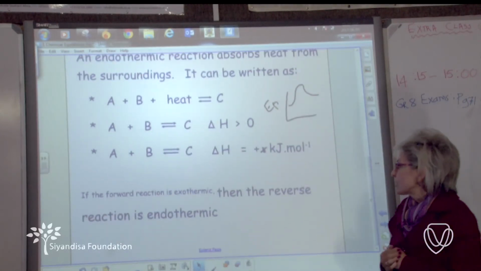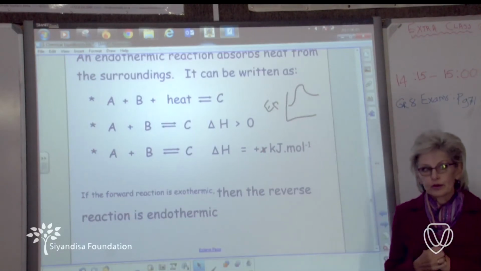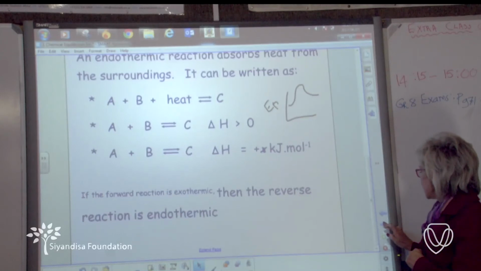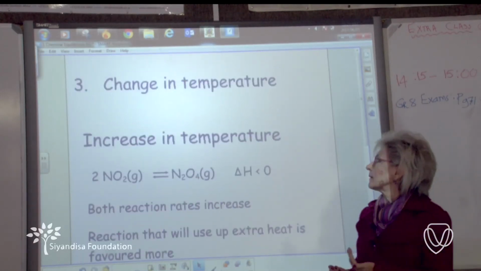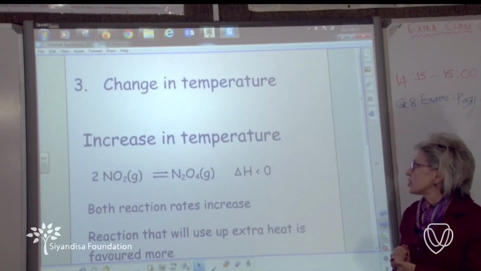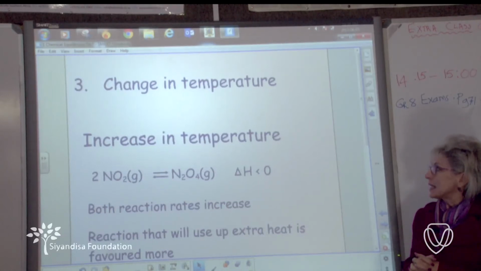So if the forward reaction is exothermic, then the reverse reaction is endothermic, right? Something that you, I'm sure, are familiar with. So now, because we know about that, we need to look into the change in temperature. How will change in temperature affect our equilibrium system?